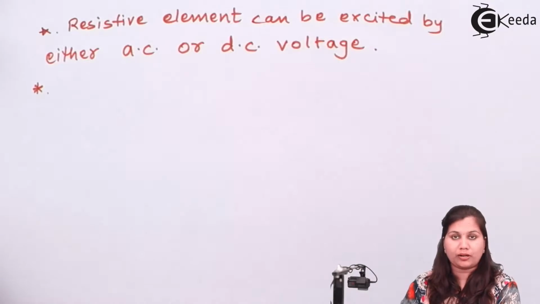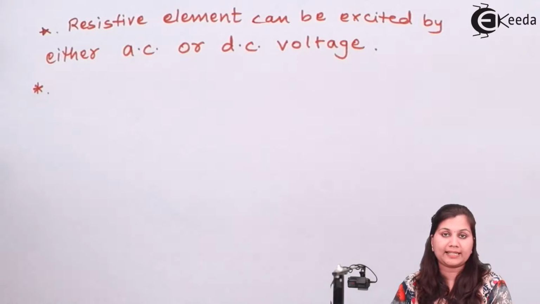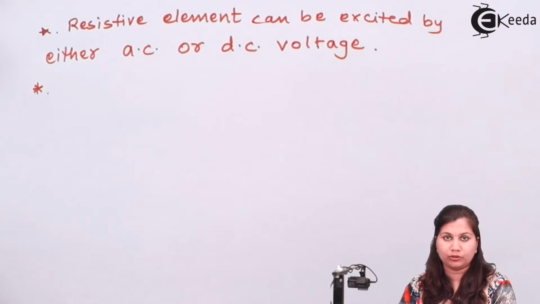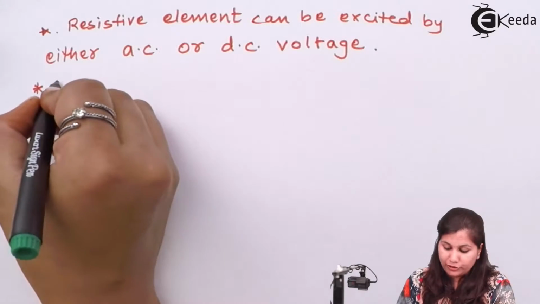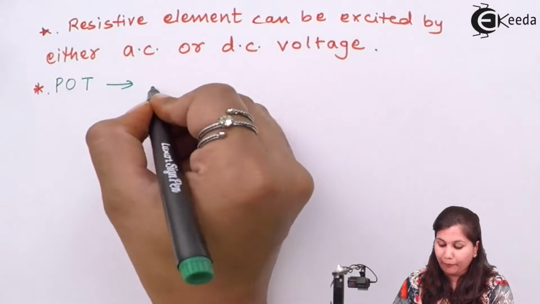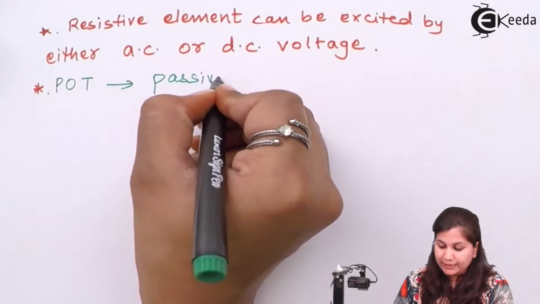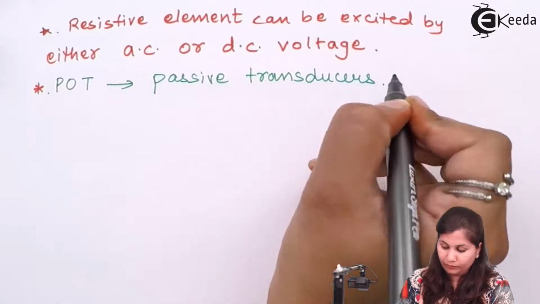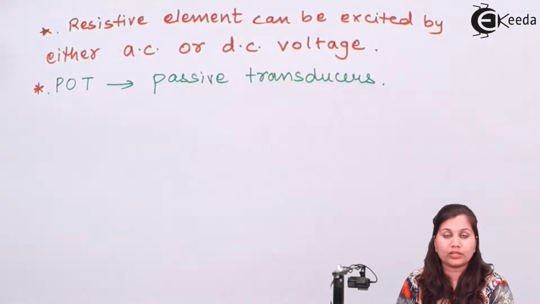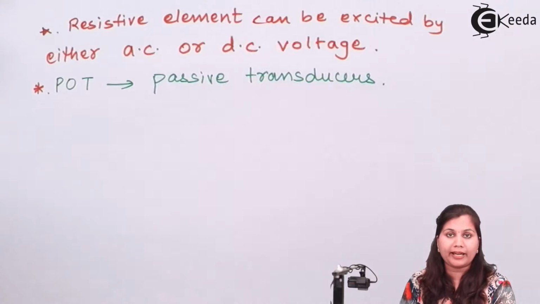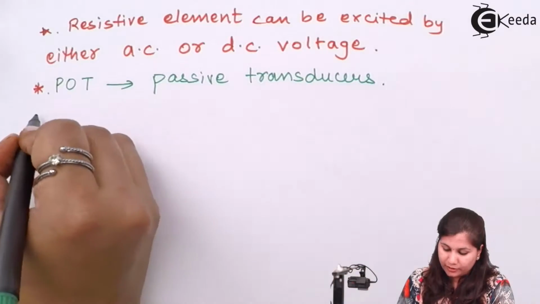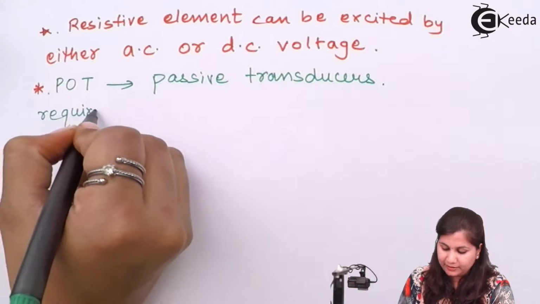Now, if we talk about potentiometers in general, as I have said, a potentiometer is a type of electrical resistive transducer which converts a non-electrical quantity into an electrical quantity. Also, potentiometers or pots are a type of passive transducers. Passive transducers are those transducers which require an external power source to drive the transducer. So these require an external source.